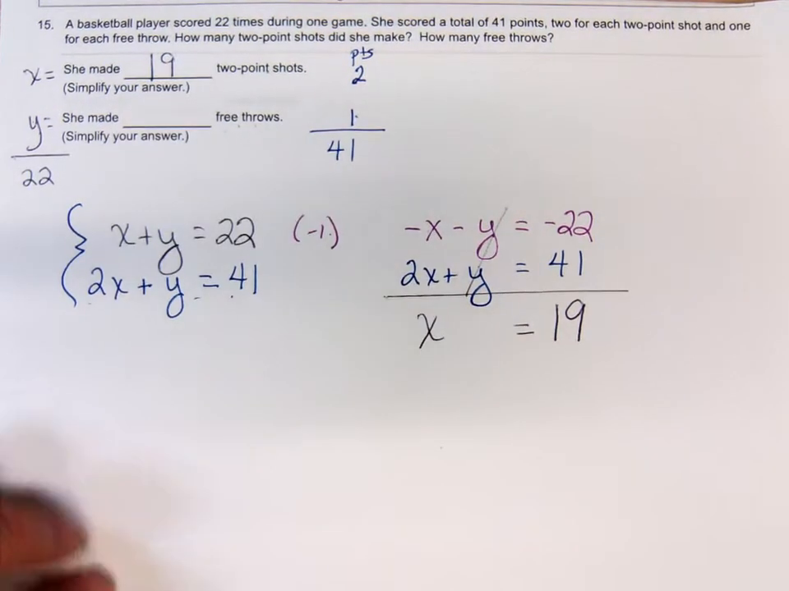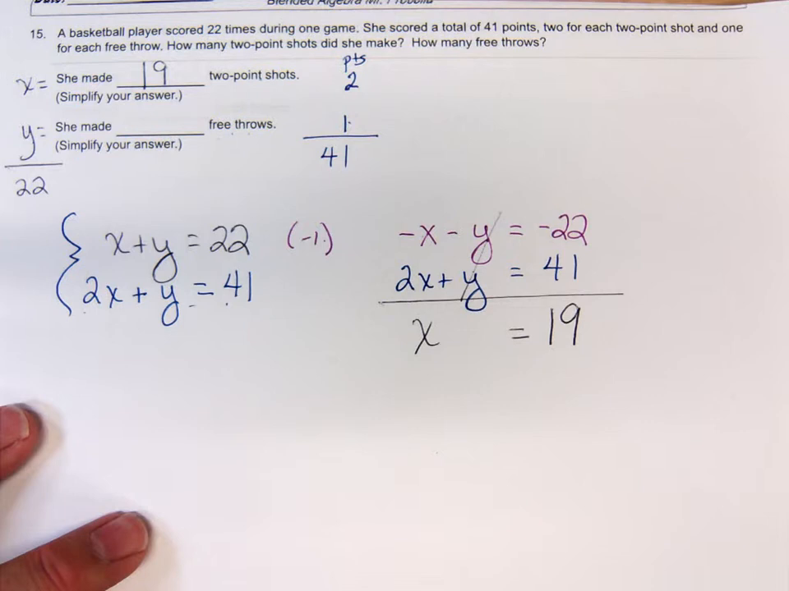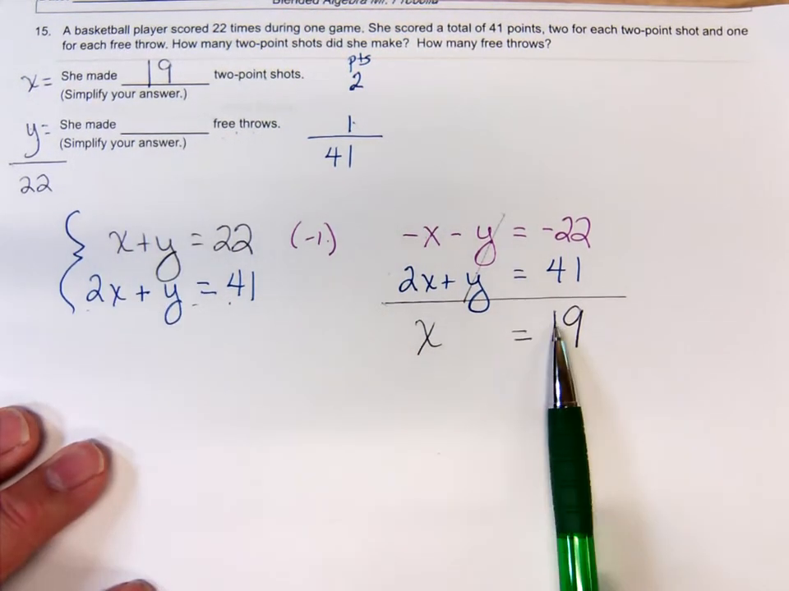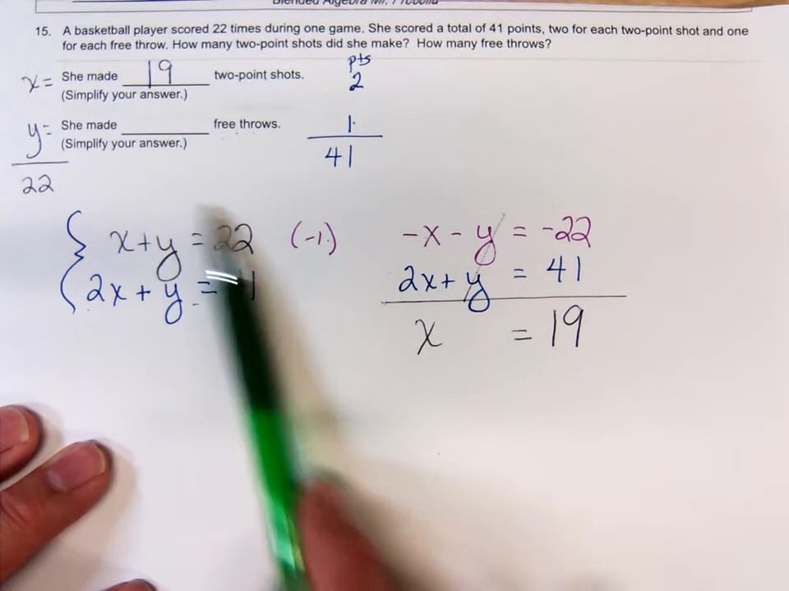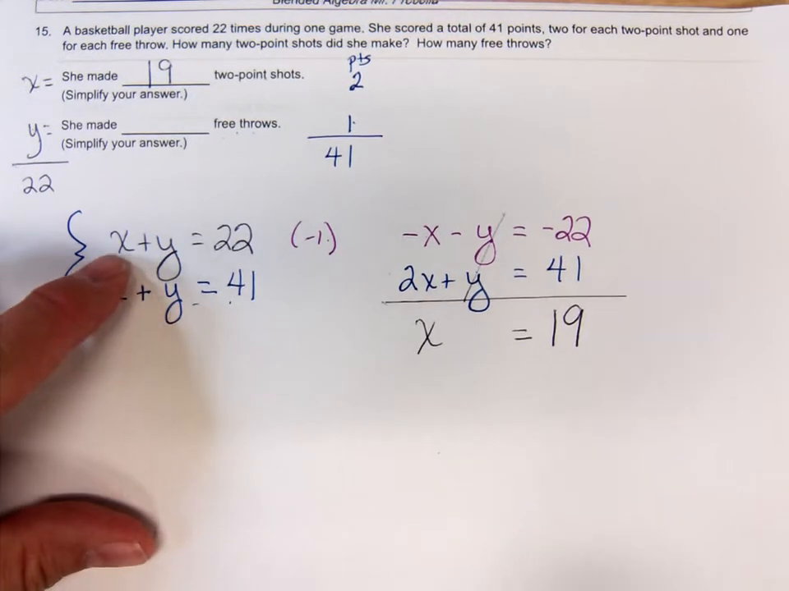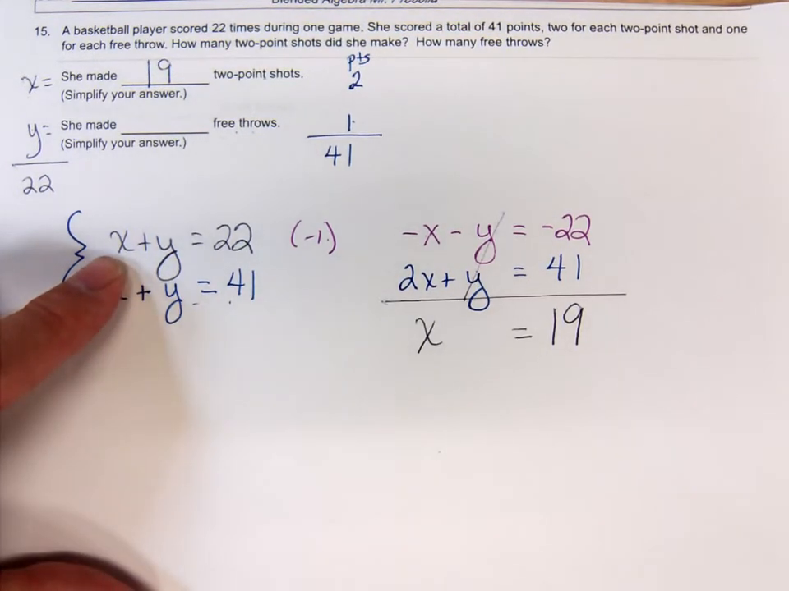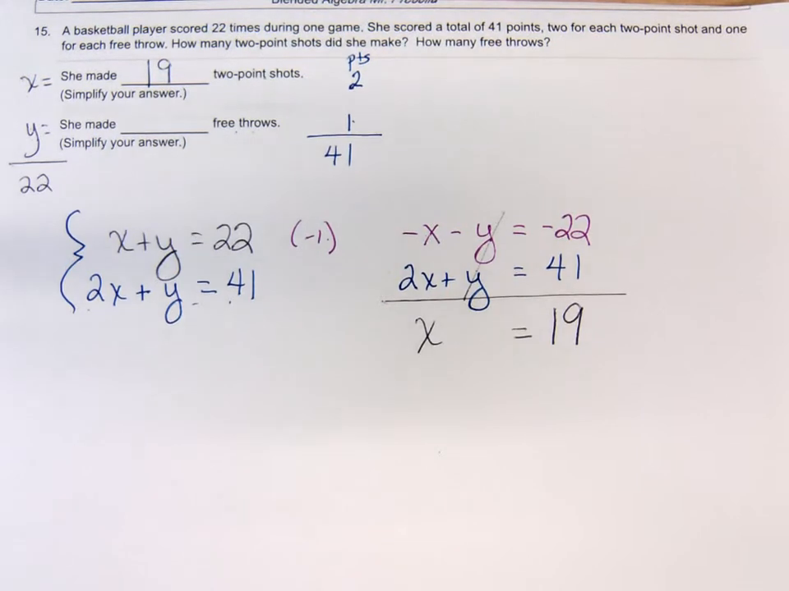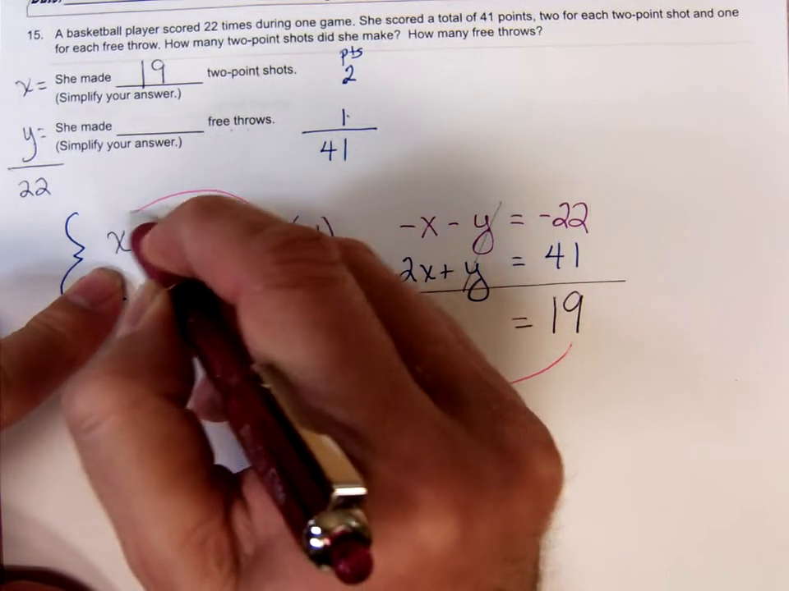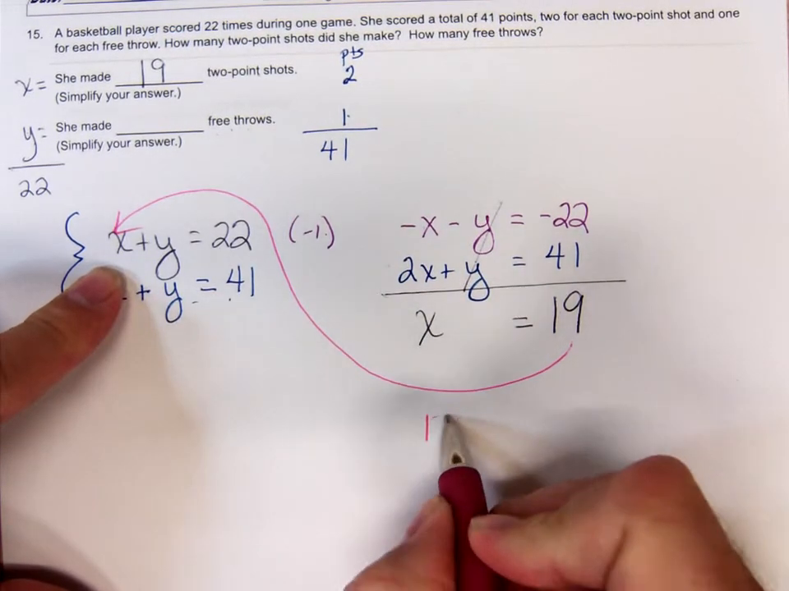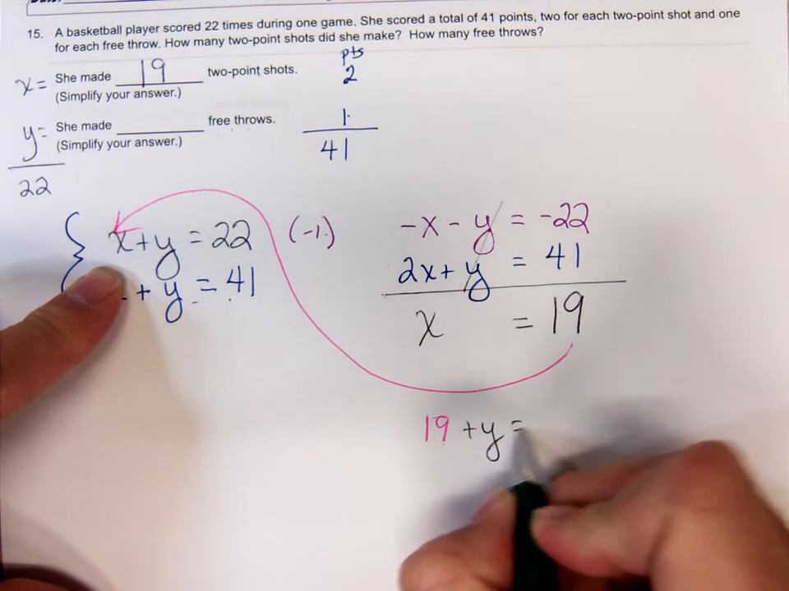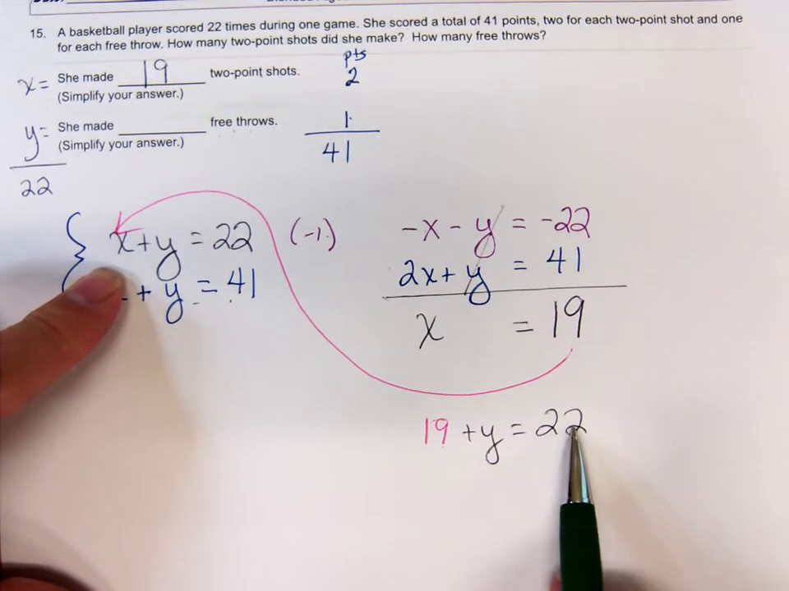2-point shots. How do we figure out the number of free throws? Well, take this number and plug it into one of these equations. Probably it's easiest to plug into the first one. If I put a 19 in for x, I'm plugging this 19 in for x. So we'd have 19 plus y equals 22.